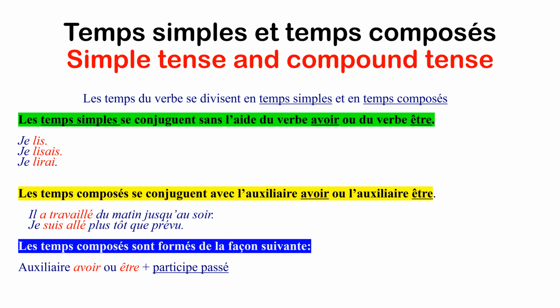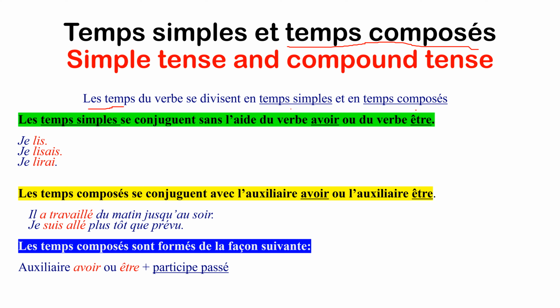Earlier on in the previous slide, we looked at temps composé. So here it is. I'm going to explain it to you. Temps composé et temps simple. Simple tense and compound tense in English. Le temps du verbe is divided into temps simple et temps composé. So the tense of French verbs is split up into simple tense and compound tense.